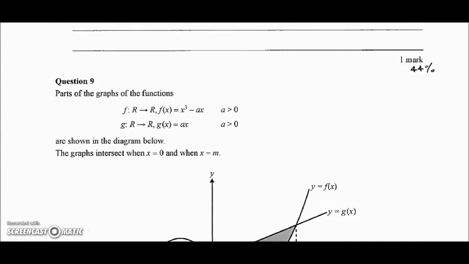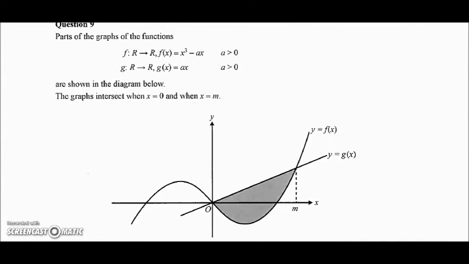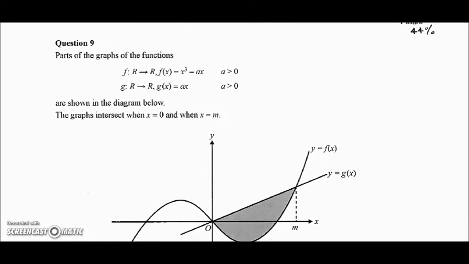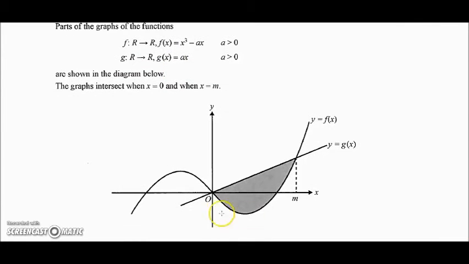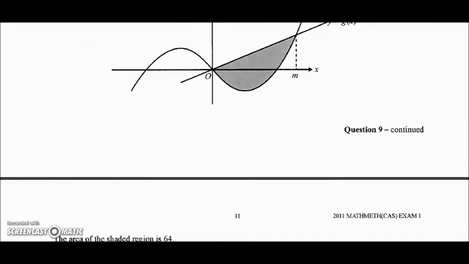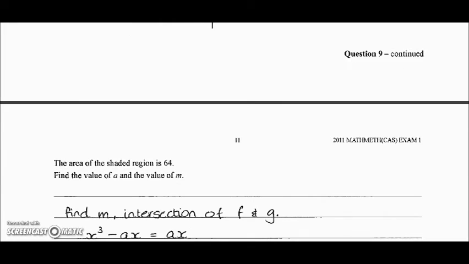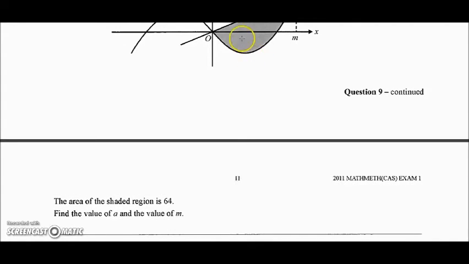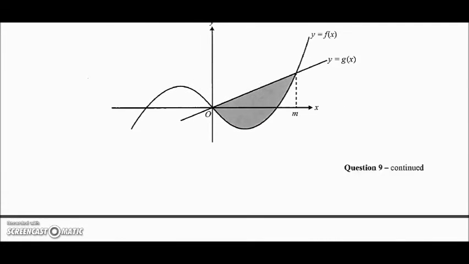Alright, second last question, and it was a massive one. So parts of the graphs of two functions. So we've got x cubed minus ax and a straight line ax, and they intersect when x equals 0 and when x equals m. So what we're asked to do with that information is find, if that shaded area is equal to 64, then we have to work out what A and work out what M are.